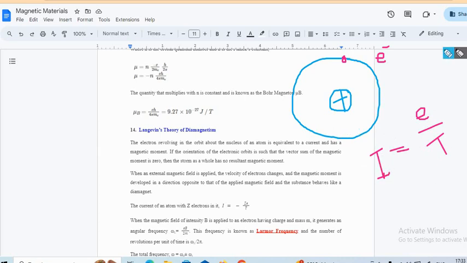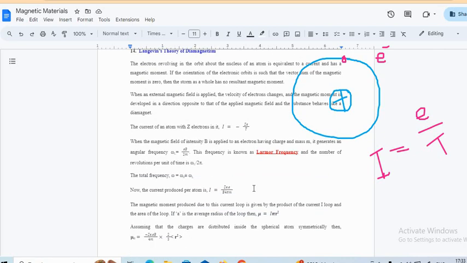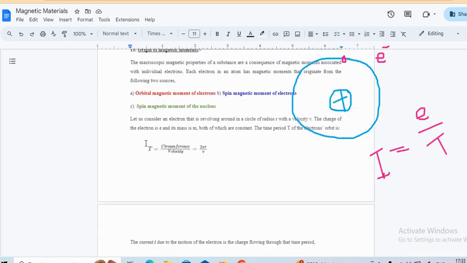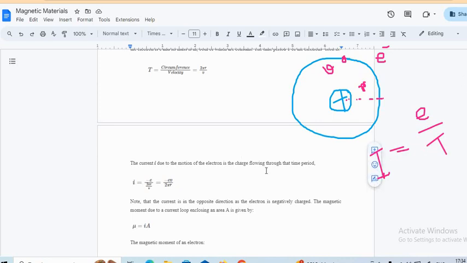Now if you know the current in the system, you can rearrange this. The time period is 2 pi r by v, where r is the radius of this atom, and we are assuming the linear velocity of the electron is v. So you can get the current. When you think about a current, you must think about the direction of the electron. The direction of the electron is tangential to this orbit, so you are assuming the field is around this direction.